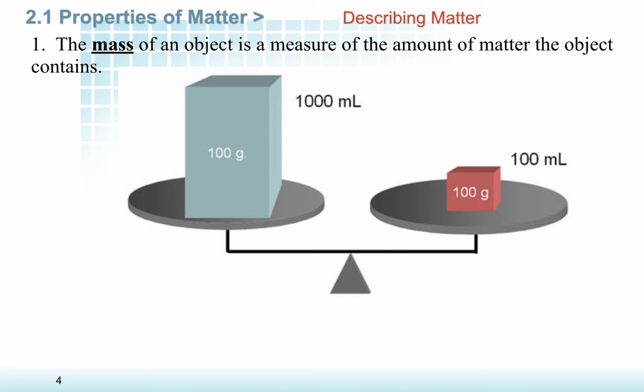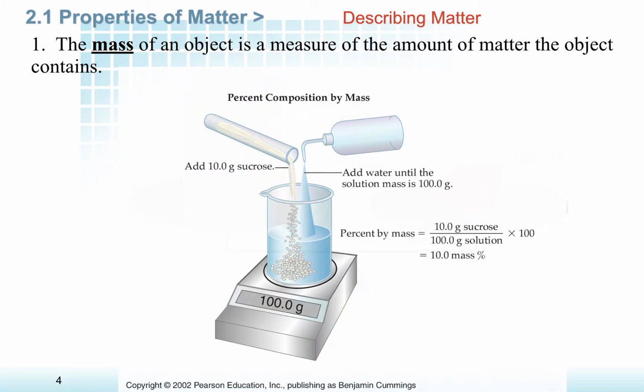Now notice one box is much bigger than the other, so even though it has the same mass, it doesn't have the same volume. Therefore, they would have different densities.